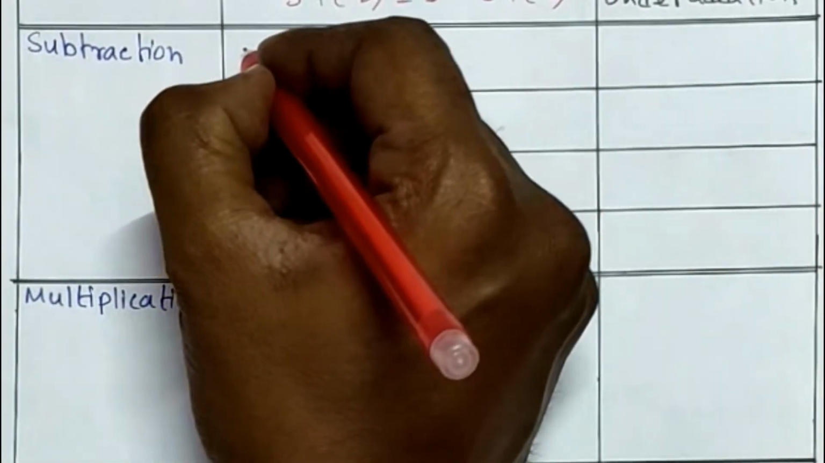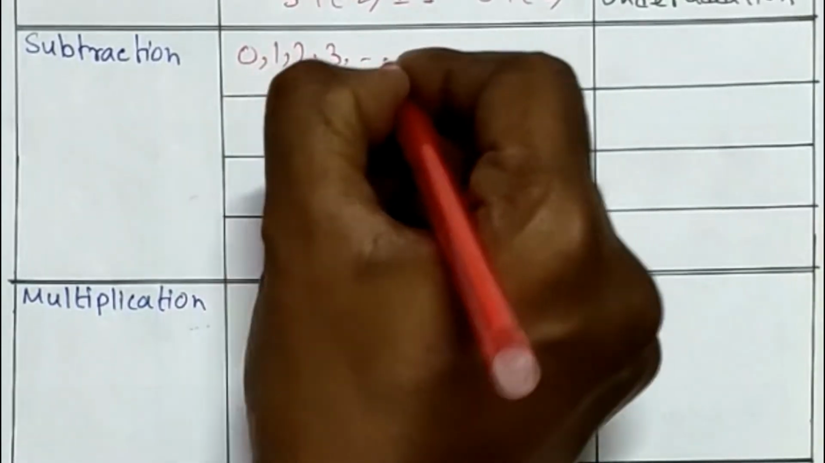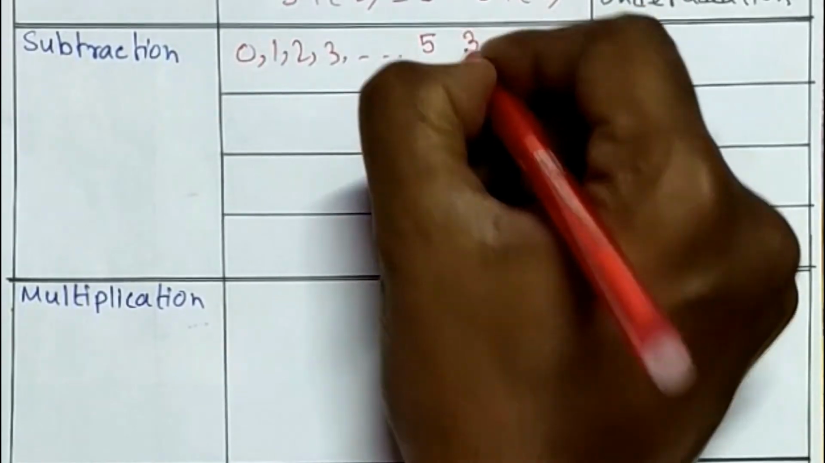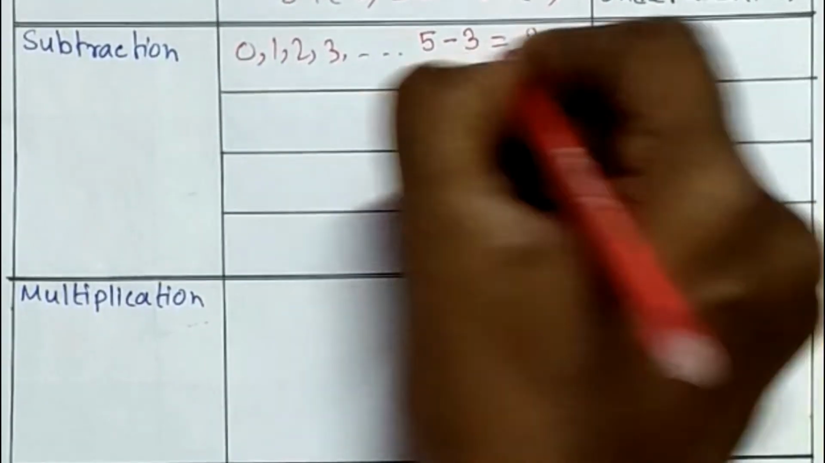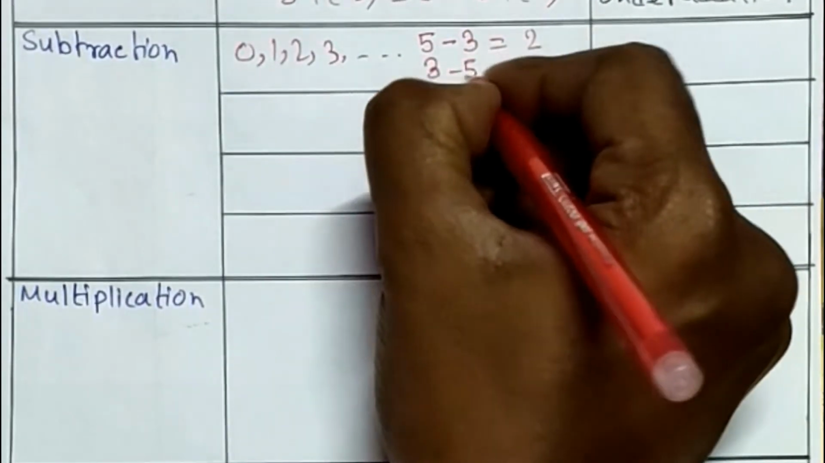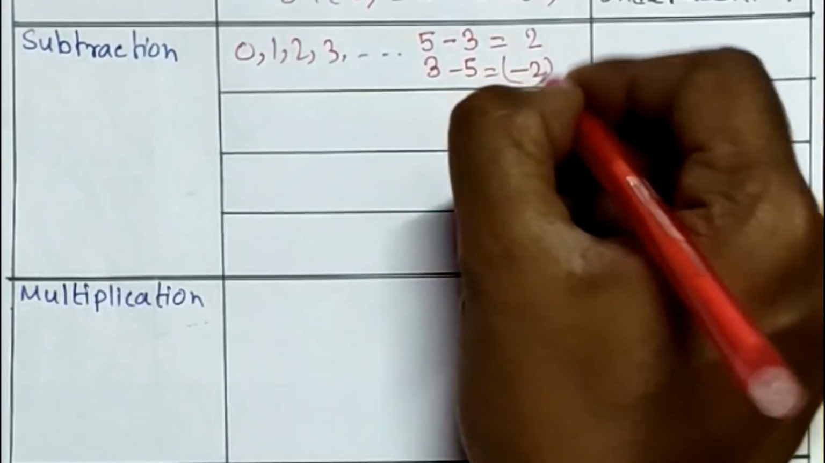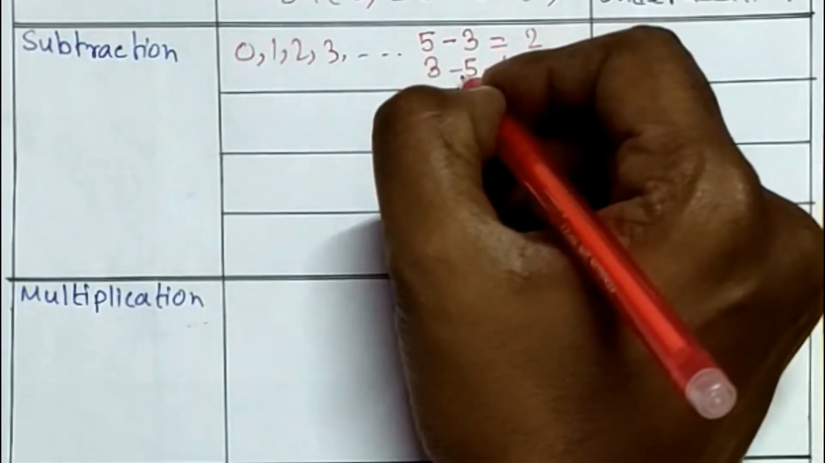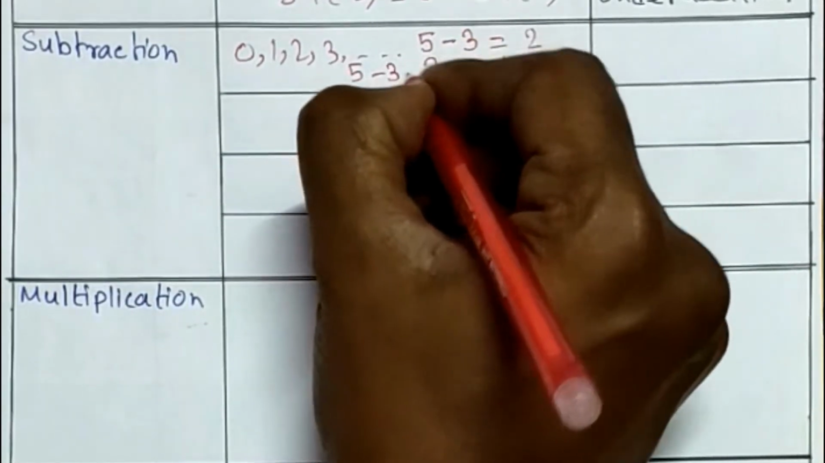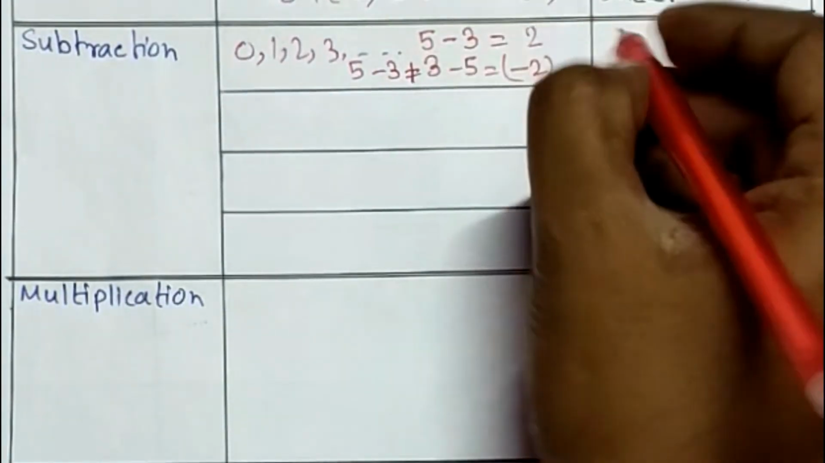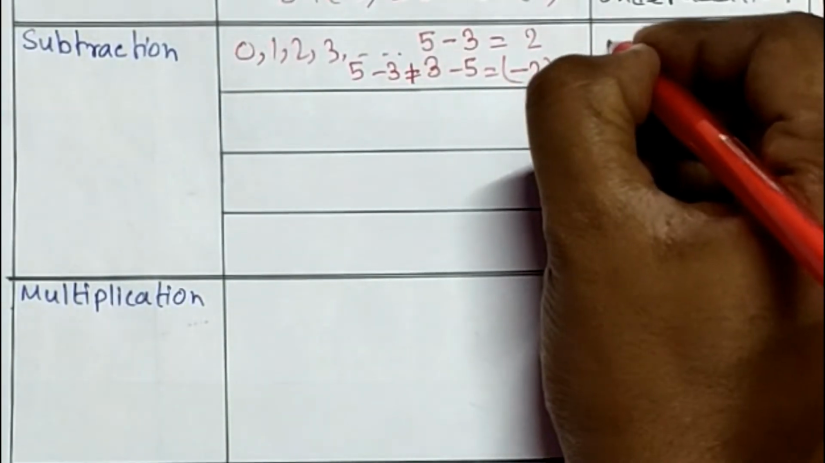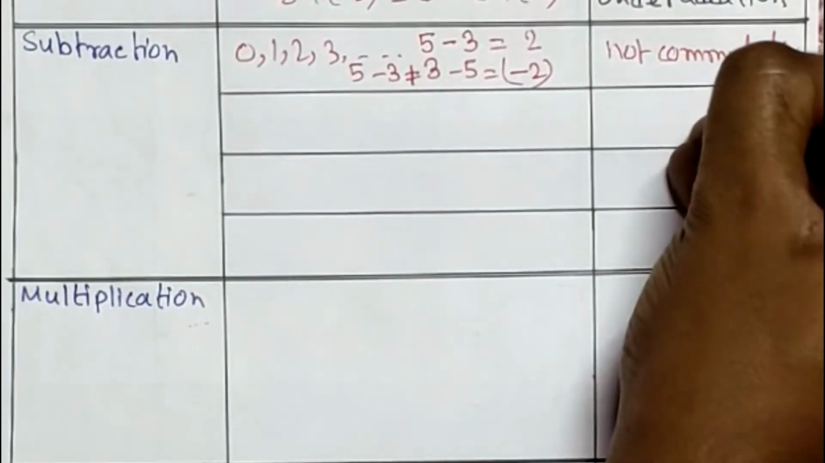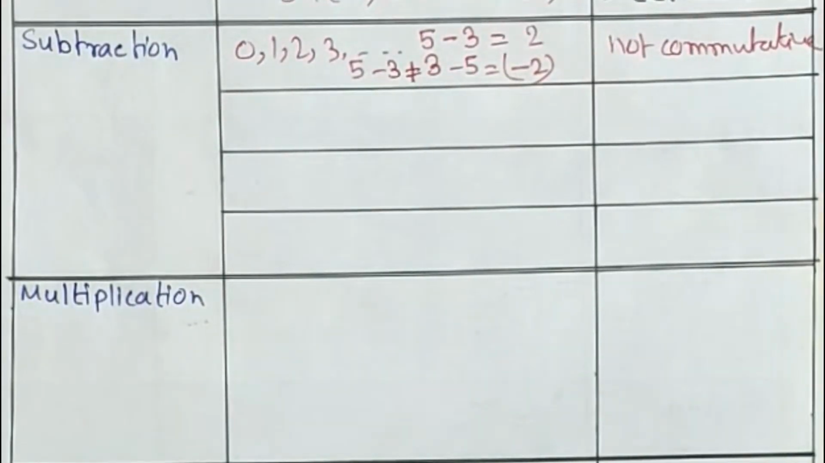Okay. Next we will discuss subtraction. For whole numbers, say 0, 1, 2, 3, etc. Let us take 5 and 3 and subtract them. 5 minus 3 gives us 2. Take the reverse, 3 minus 5 gives us minus 2, but minus 2 and 2 are not equal. So here we say that 5 minus 3 is not equal to 3 minus 5. So subtraction is not commutative. So whole numbers are not commutative under subtraction.